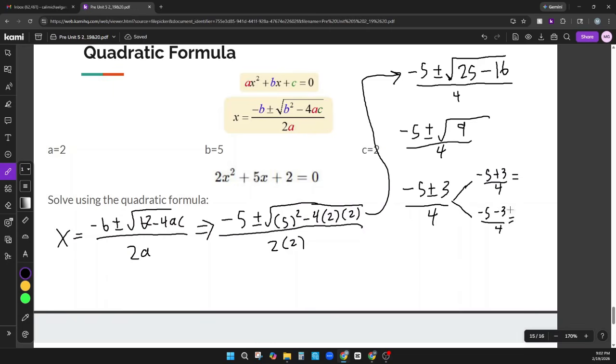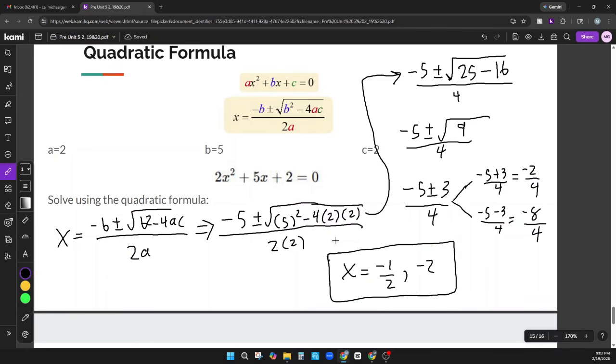Which means I'm going to get two different solutions for my two different setups. This is going to be negative 2 over 4. This is going to give me negative 8 over 4, meaning my x value is going to be equal to negative 2 over 4, which is equivalent to saying negative 1/2. And negative 8 over 4 is going to be the equivalent of saying negative 2.